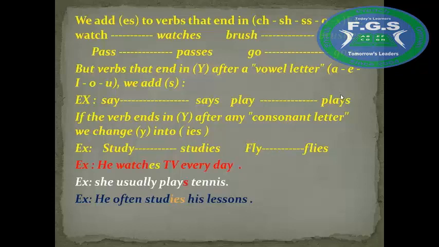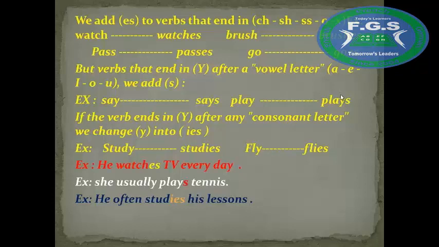Let's start. We add es to verbs that end in ch, sh, o and x, like watch, watches, brush, brushes, pass, passes, go, goes. She watches TV, he brushes his teeth.